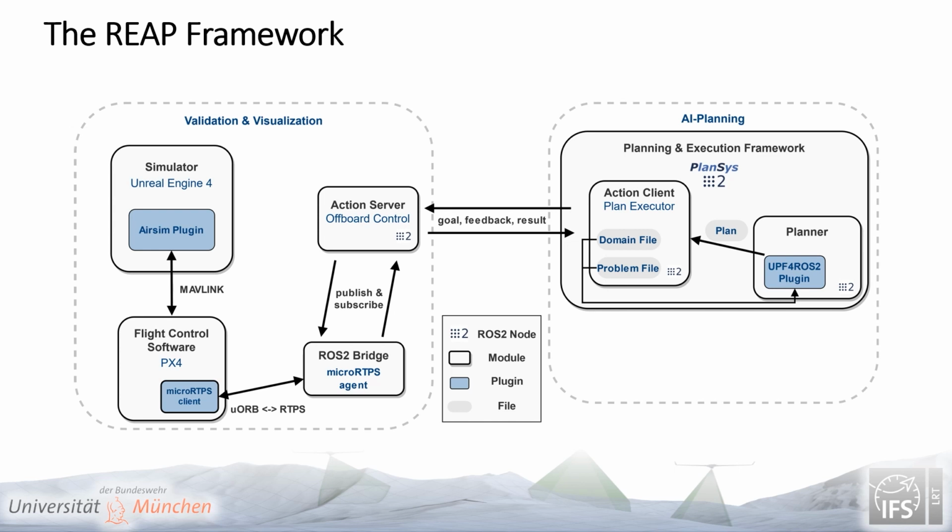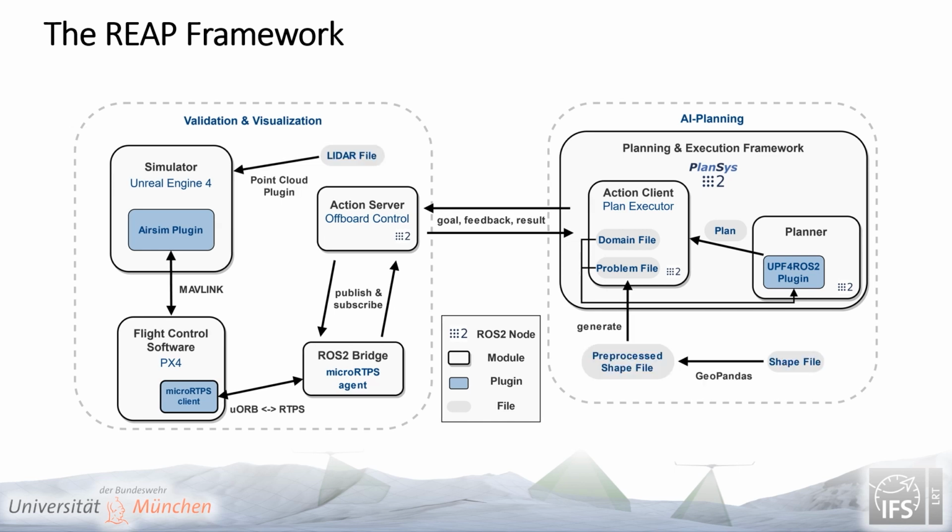The action client loops through the actions of the generated plan and sends them over to the action server, which then handles the execution on the simulation side. When the simulated action is finished, a message is sent back to the action client, and the cycle continues until the plan is fully executed.